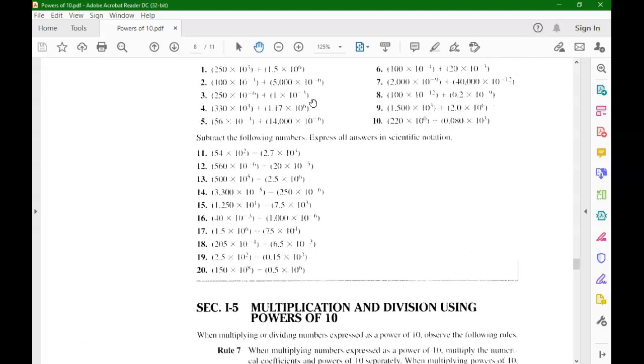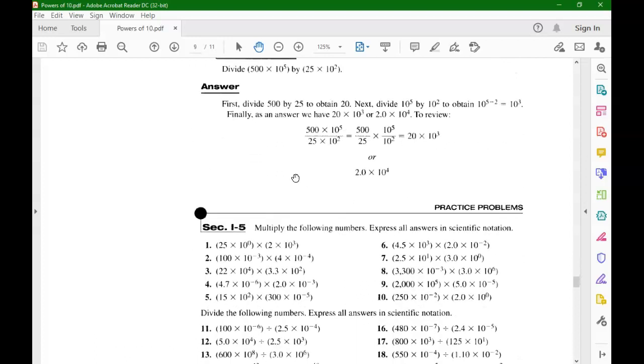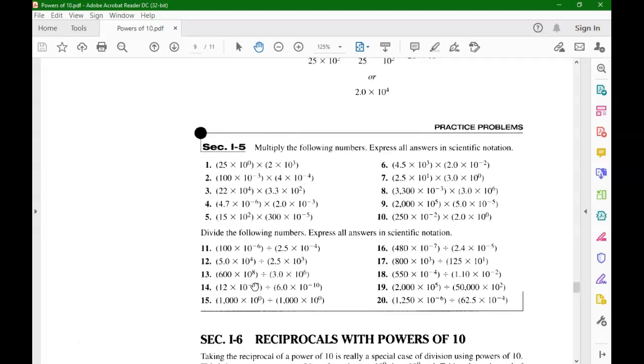I'm not so much worried about adding and subtracting because the main thing we're going to be doing is these two right here. The multiply and divide.